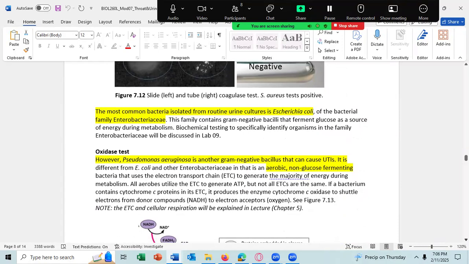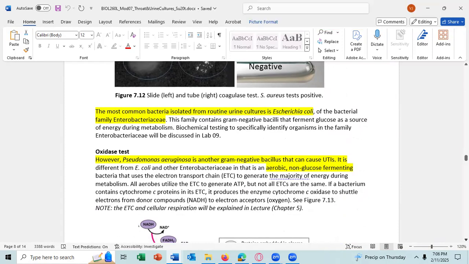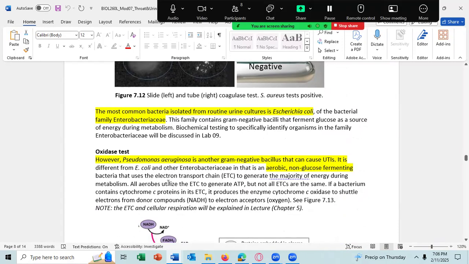So the most common bacteria isolated for a UTI is E. coli. E. coli is of the family Enterobacteriaceae. The family is gram-negative bacilli that ferment glucose, and they're oxidase negative. So we could use the oxidase test to separate out the family Enterobacteriaceae from the Pseudomonas family, because all of the members of the Pseudomonas family are oxidase positive.